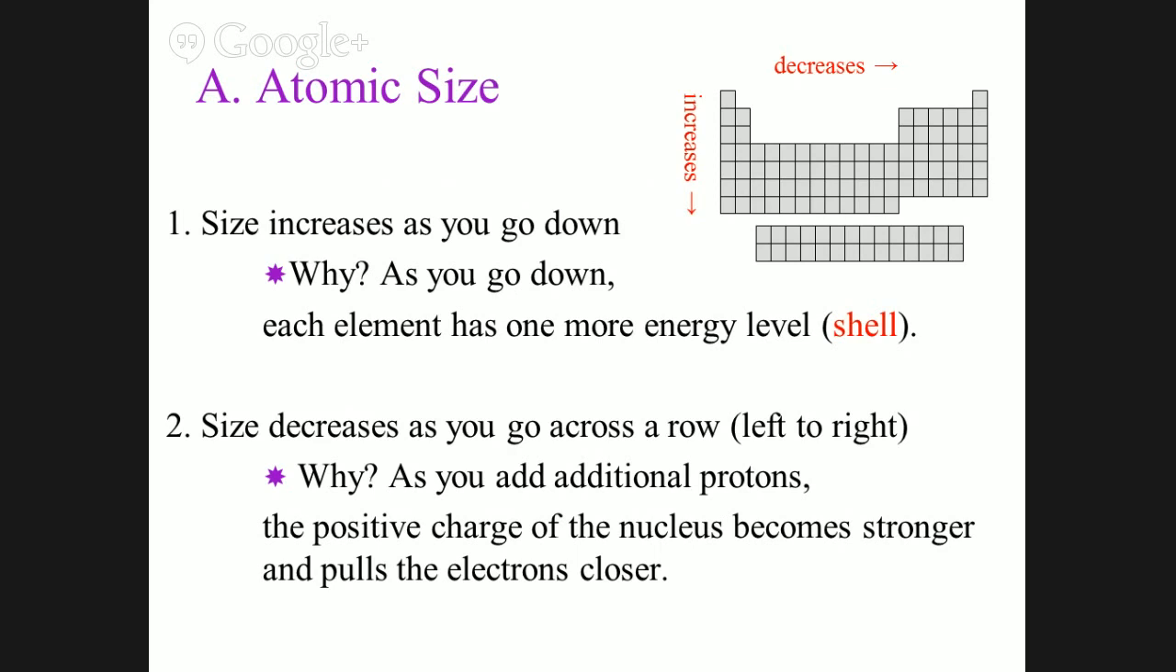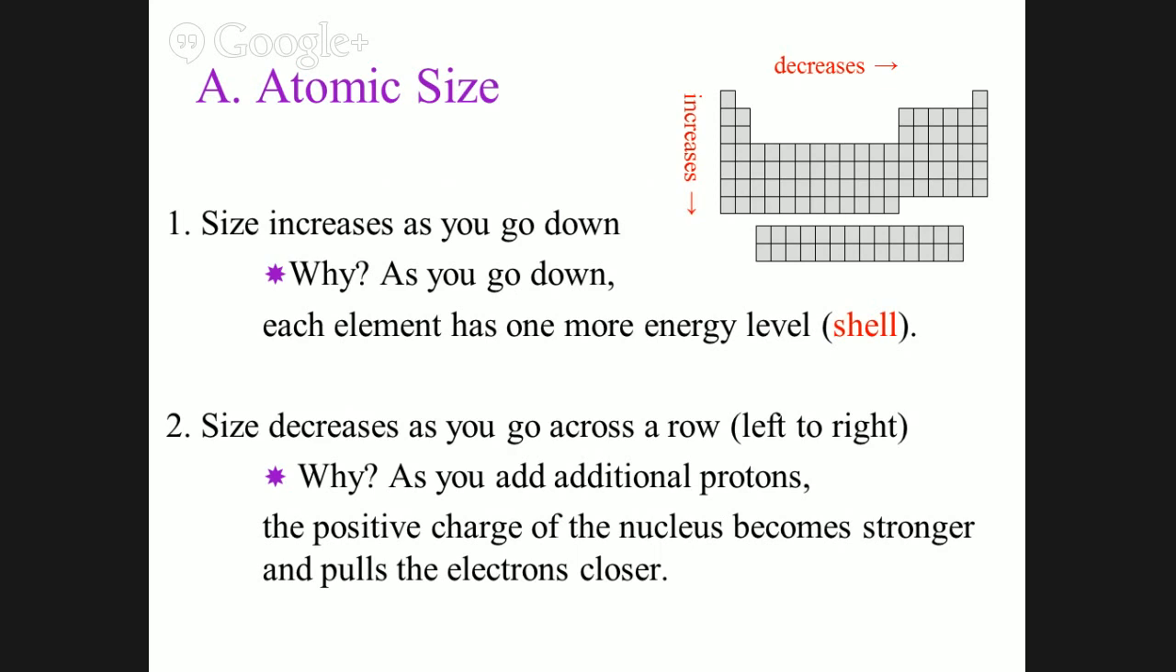Why do they decrease as they go across? After all, I'm adding protons and neutrons and electrons as they go across. Why do they get smaller? Well, they get smaller because all the protons that are being added are all being added in the same spot, the nucleus. And as a result, the nucleus gets stronger and stronger as I move across a particular row. And the stronger it gets, the tighter it pulls in all of those energy shells.